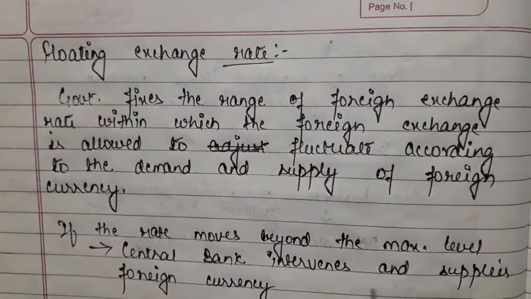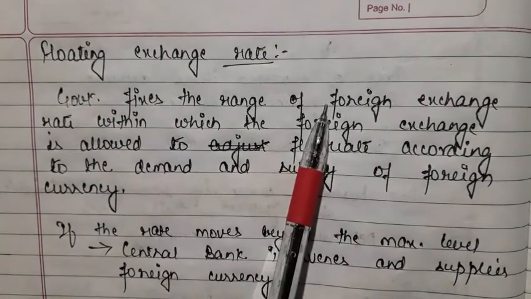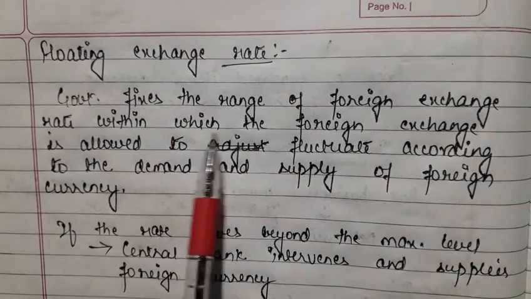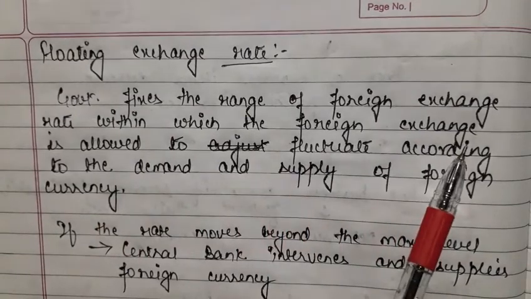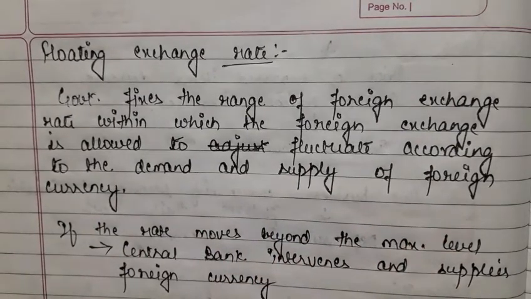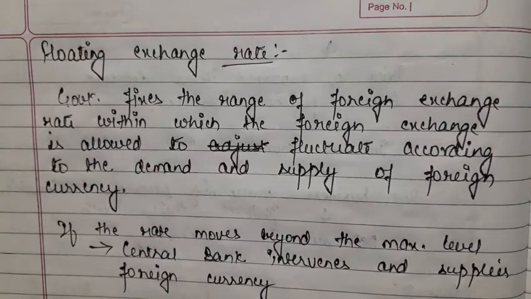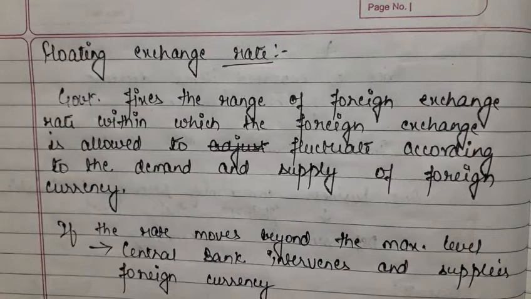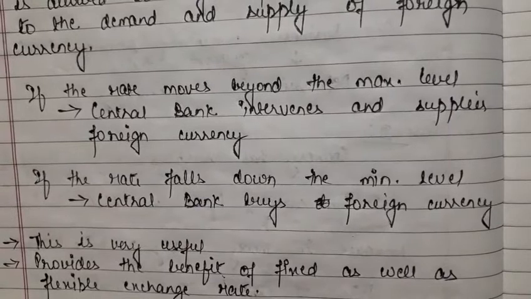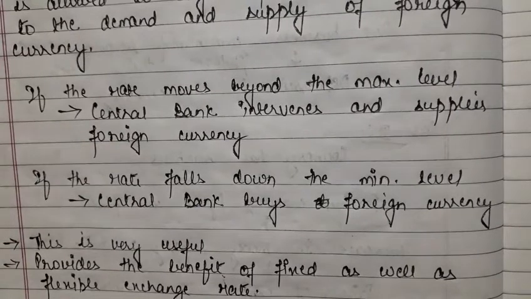Now the second case that we had is the floating exchange rate. In this, the government fixes the range of the foreign exchange rate within which it is allowed to fluctuate according to the demand and supply of the foreign currency. The government has given us a range, and in that range we can fix any price according to market conditions. But here also the government interferes. Suppose the rate is moving beyond the maximum level. Suppose the government has set the rate as 40 to 45 rupees, but it is moving beyond the 45 level.